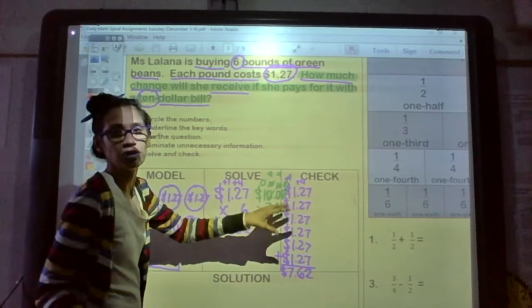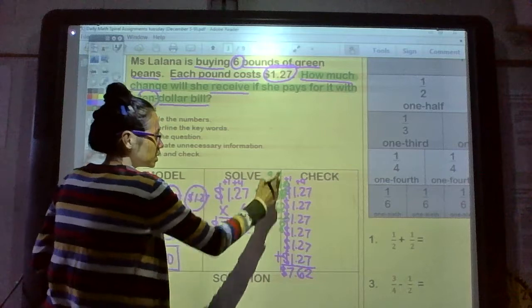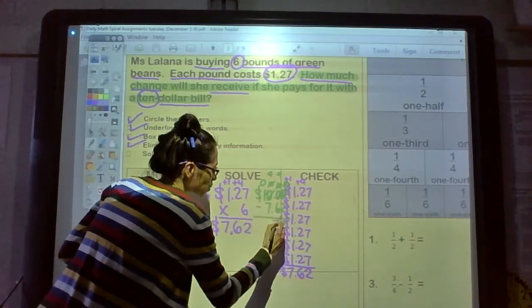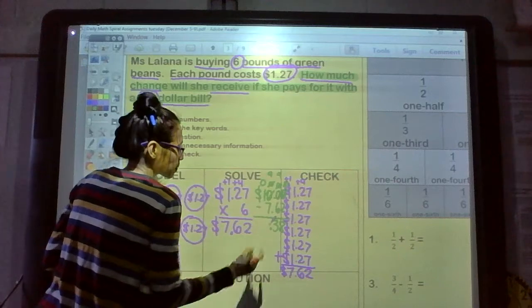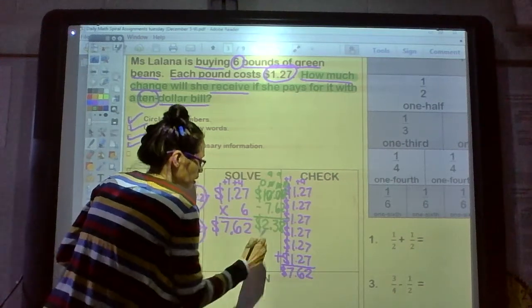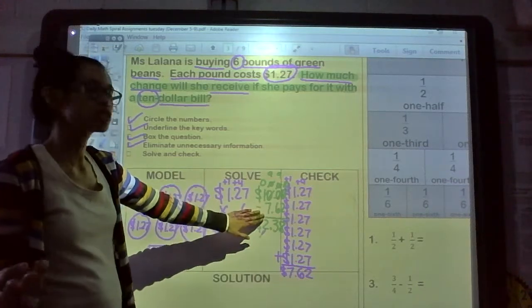I hope you have better space in your paper. 10 minus 2 is 8. 9 minus 6 is 3. Bring down that decimal. 9 minus 7 is 2. Now to check that, we do what? The opposite. What is the opposite of subtracting?